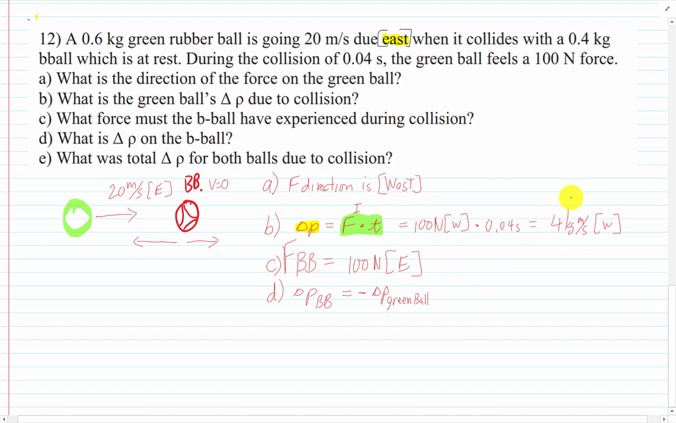So since we have the change in momentum of the green ball, let's highlight it in green here. Then the change in momentum on the basketball would be 4 kilogram meters per second east. And I'll highlight that in dusty rose red, the orangey red basketball. What is the total change in momentum for both balls due to the collision? That would be 0.